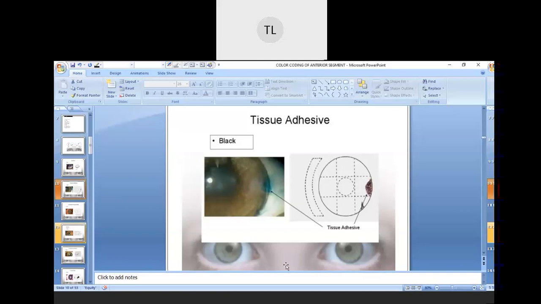Okay, we have Haab's striae as well and Vogt's striae. So you have to know the difference between Haab's and Vogt's. Haab's striae is basically a horizontal line, and Vogt's is usually a vertical line.